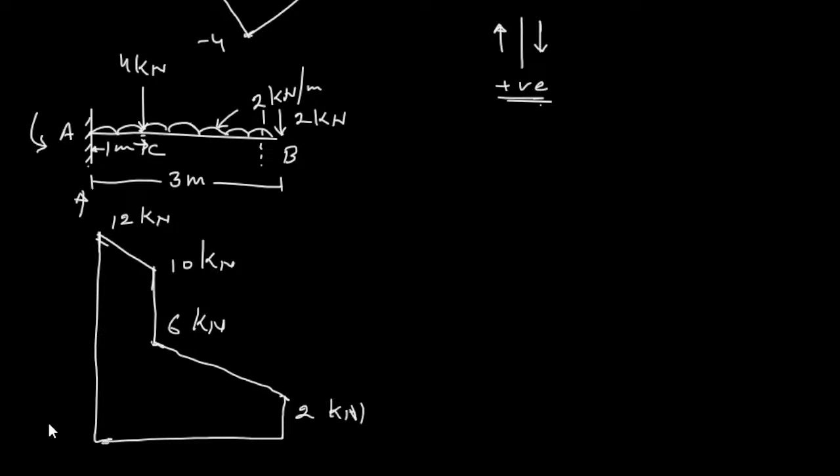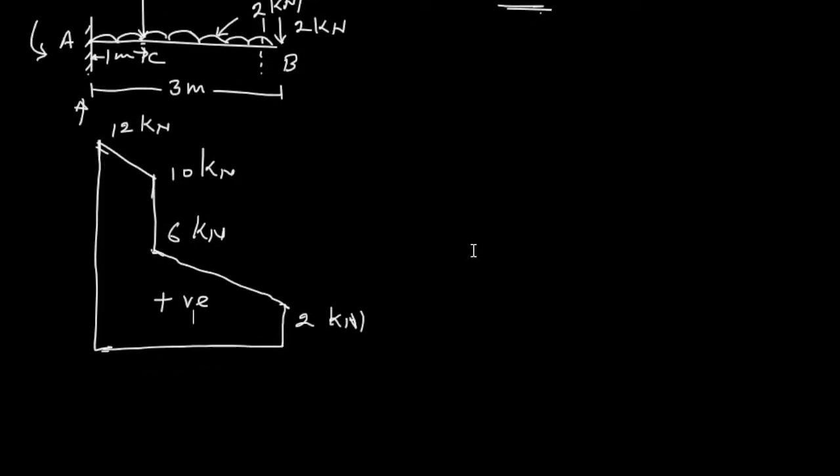Now see, if in the beginning I find out the reaction at point A, I will get 12 kilonewton only. But for a cantilever, to draw the shear force diagram, it is better that we start from the right end, from point B. So you can say that shear force towards right of B is 0, towards left of B is 2. Then shear force towards right of C is 6, towards left it is 10. And similarly shear force at point A is 12 kilonewton. This is the shear force diagram.